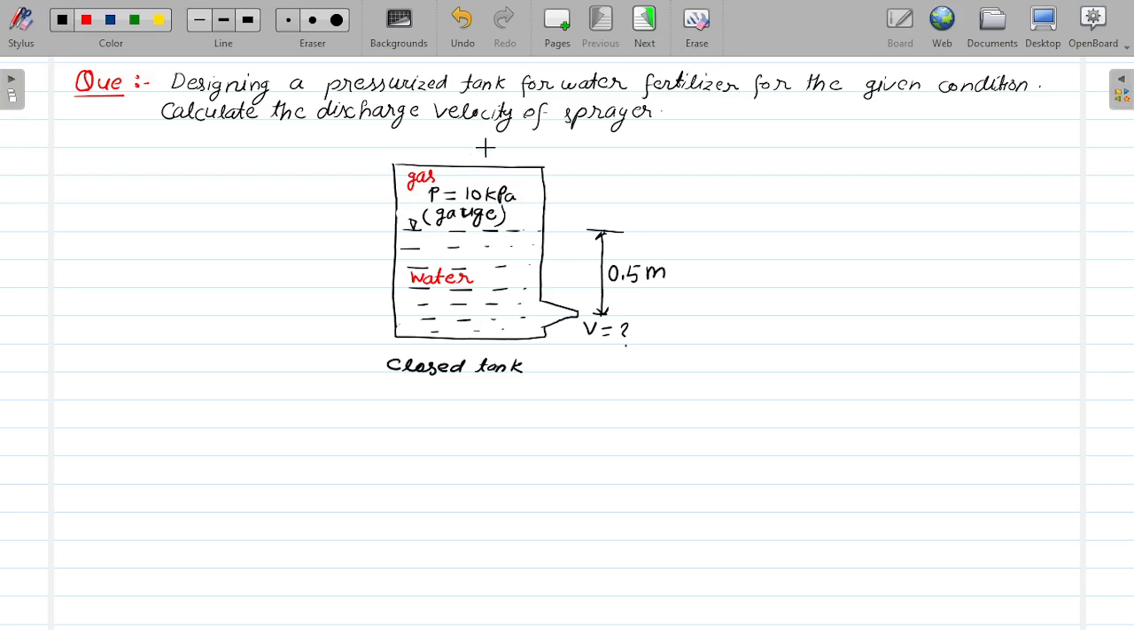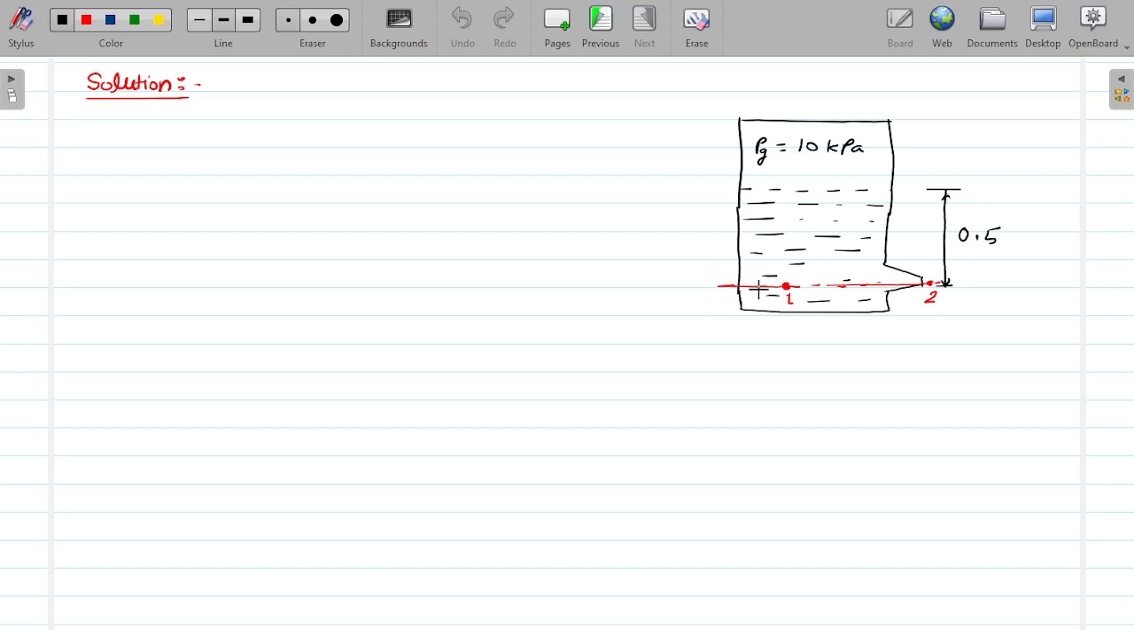For solving this problem, first of all we have to draw a datum line. This line is the datum line that is passing through the sprayer, a horizontal datum line. First of all we will find the pressure at point 1. Pressure P1 is equal to rho g h plus Pg. Here total pressure P1 is equal to hydrostatic pressure, that is rho g h, plus gauge pressure of gas.